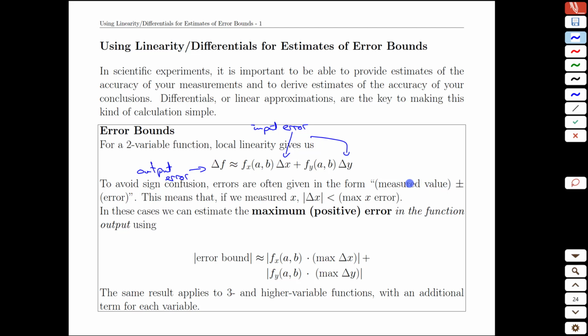In the way things are often represented in scientific literature, we would often have a measured value plus or minus some error. The idea is we don't know what the error is. We just know that we might be off by plus or minus 1 centimeter if we're measuring long distances, or plus or minus 1 degree Celsius if we're reading a thermometer. When we represent this, we're going to be thinking of that error in absolute values, so we don't have to worry about the direction or the sign of the error.